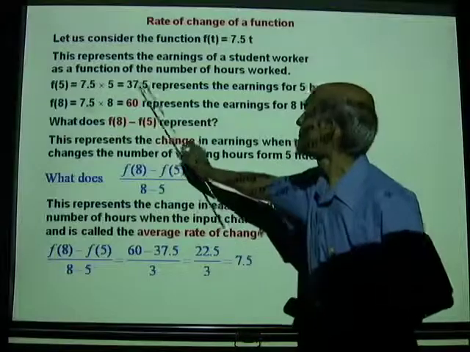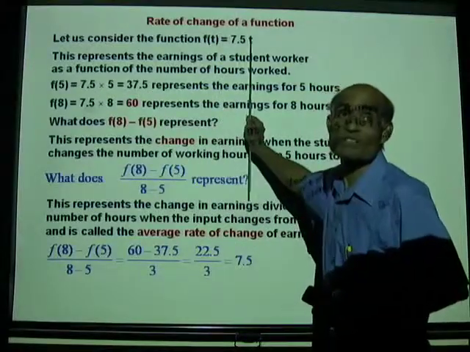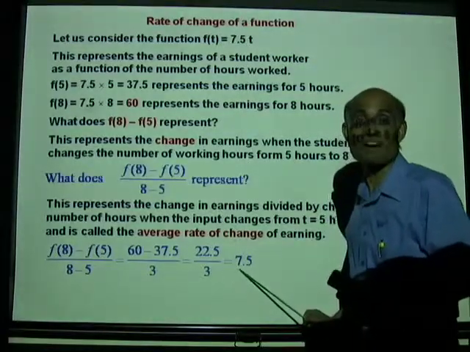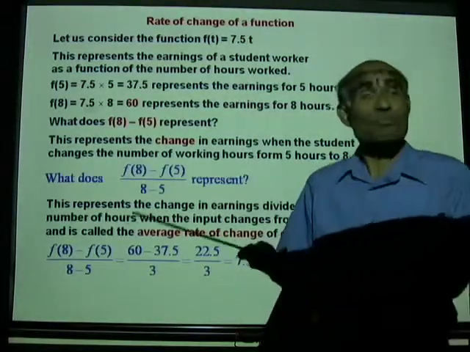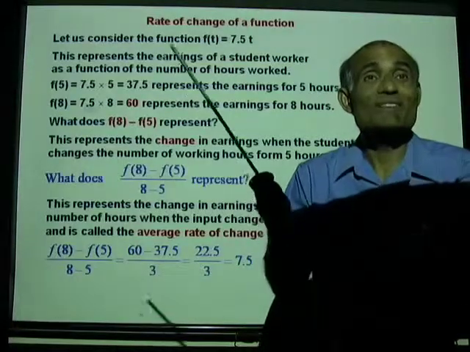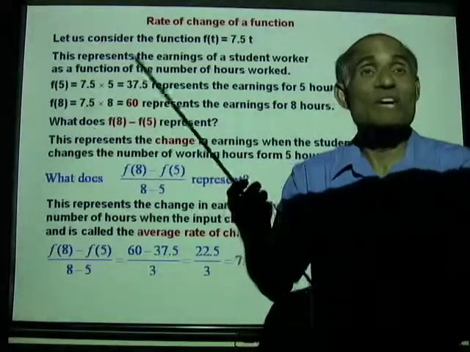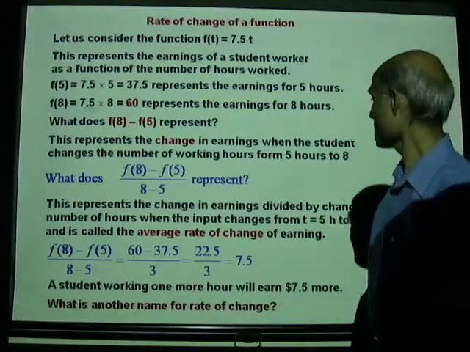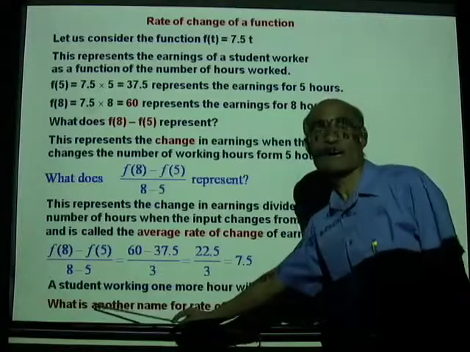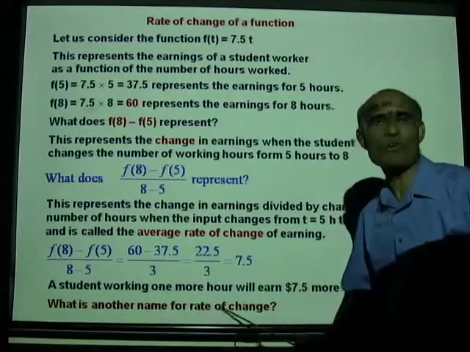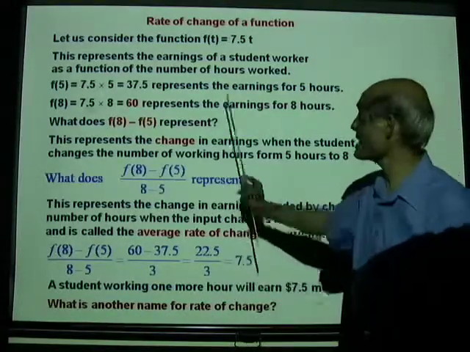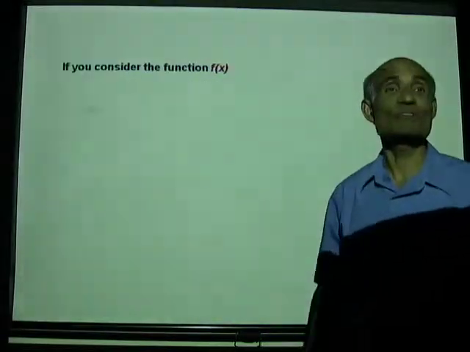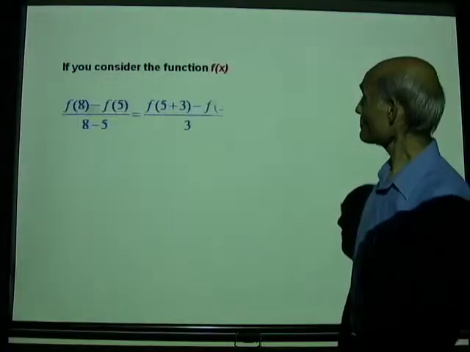And if you draw the graph of this function, what would be the slope of that graph? It'll be 7.5. So the slope of a graph actually represents an average rate of change of that function. All right. Well, I asked you here, what is another name for rate of change? I just answered it. It is actually a measure of the slope of the graph. All right.